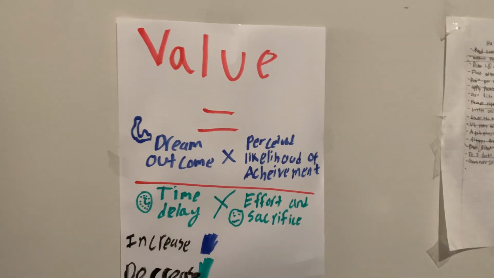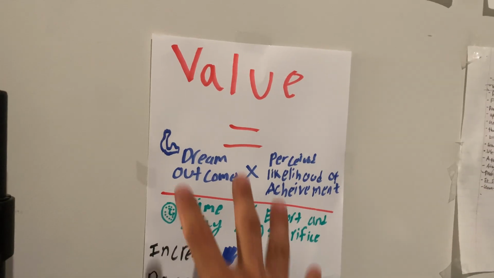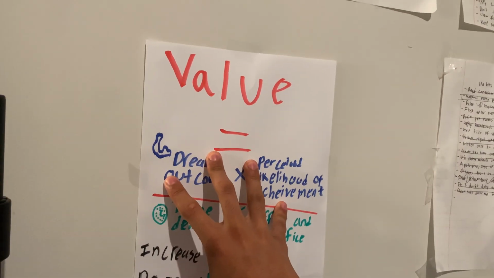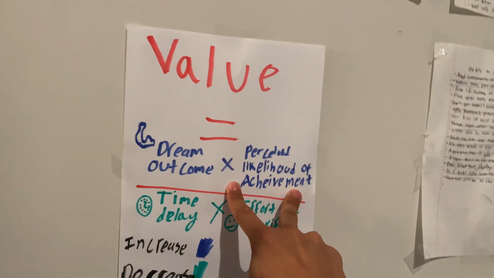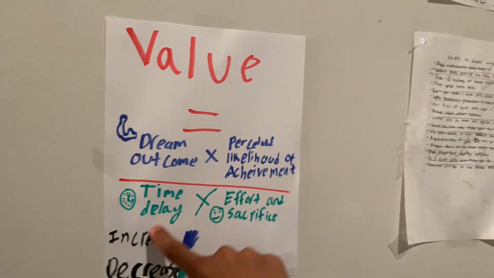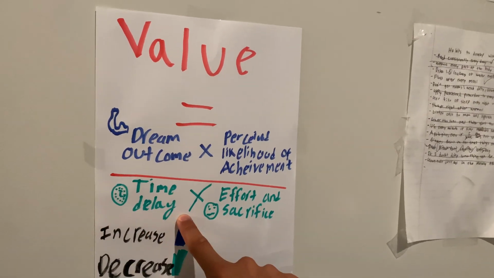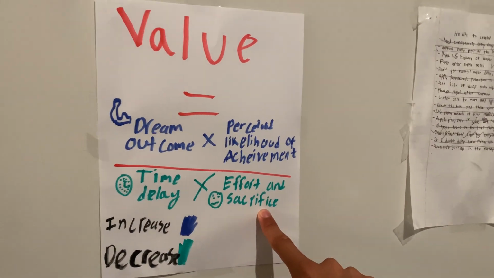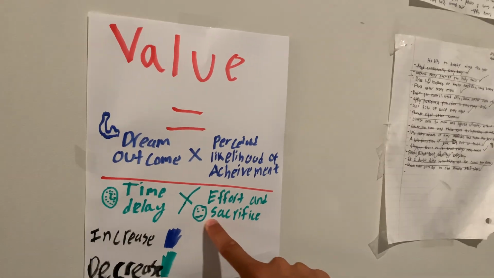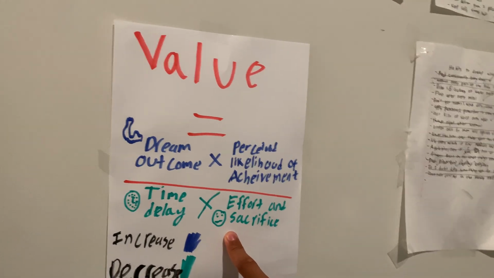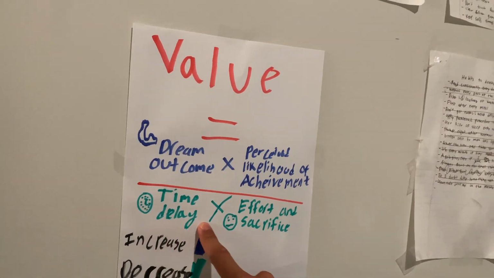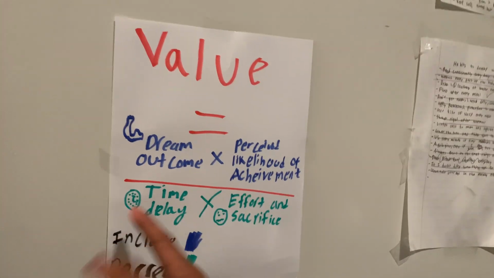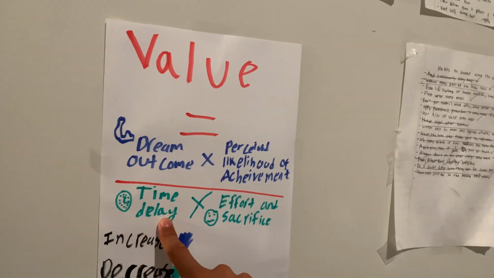Now, let's say working out, right? Working out is horrible value. You get your dream outcome, sure, and you have a perceived likelihood of achievement. If you work out, of course you'll get muscle. But the problem is it takes a really long time, and it takes a lot of effort and sacrifice. Sacrificing your chips, your snacks, midday cake, whatever. And then here, time delay: it takes maybe 6 months to a year to even see results.